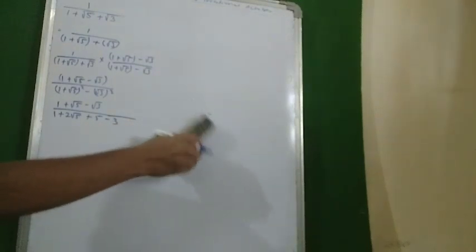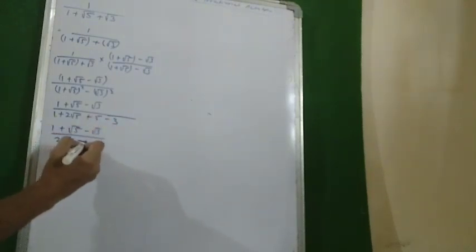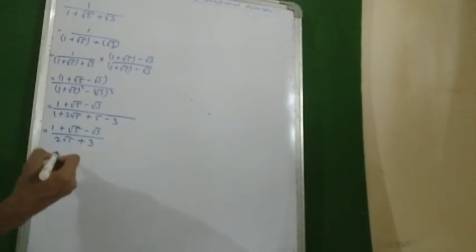Okay. So 1 plus square root of 5 minus square root of 3 upon, I am having 2 root 5 as it is. 1 plus 5, it is 6. 6 minus 3, it is 3. So I am having 2 square root of 5 plus 3. Okay, but this is not done. Why? Because in the denominator there is a root sign and we don't want square root sign in the denominator. Then we will again rationalize the denominator.